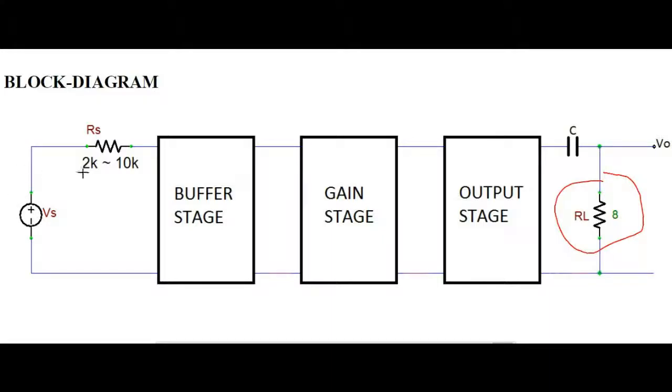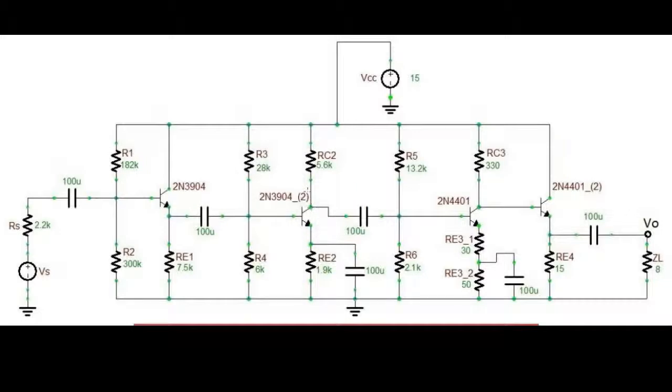And here I'm going to be using a mic for my input, and the mic I chose has an output impedance of about 2.2 k ohms. Alright, so here's the schematic of the circuit I designed for this project.